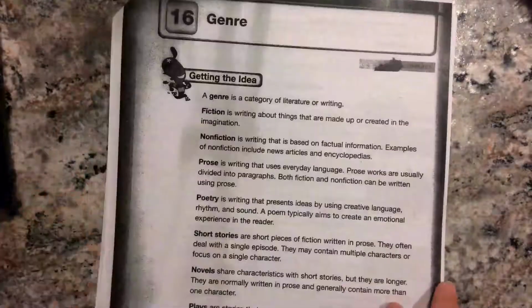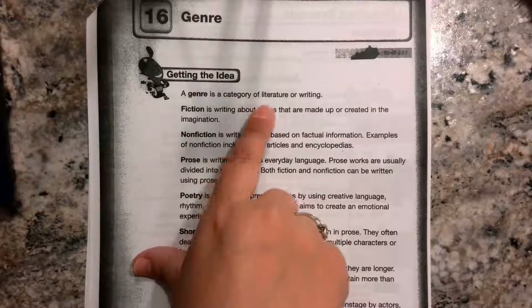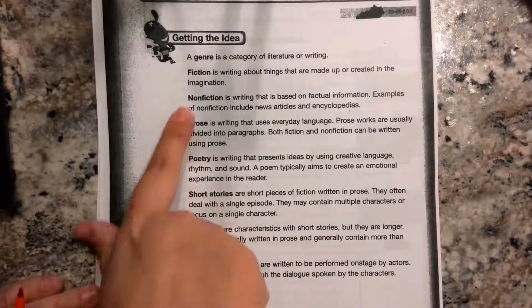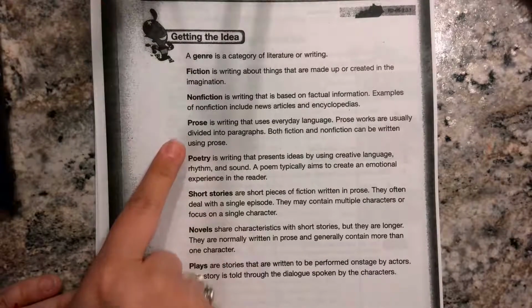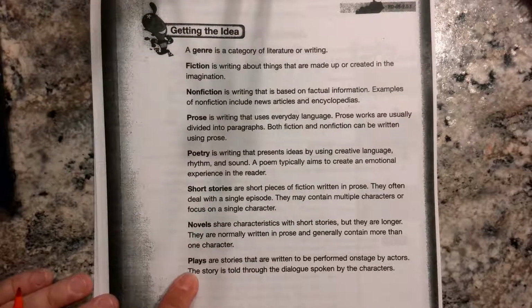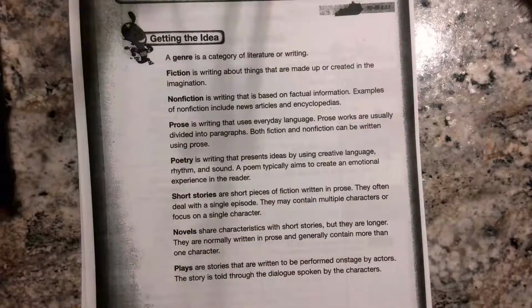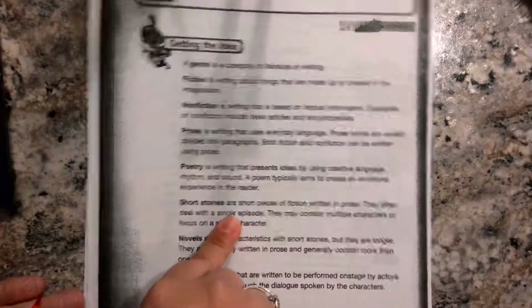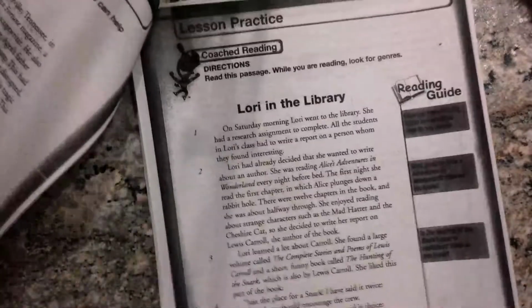Lesson 16 is all about genre. A genre is a category of literature or writing. So these are types of writing. It lists a bunch of different types: fiction, nonfiction, prose, poetry, short stories, novels, and plays. And then it gives you the meaning of each of those, what makes it different from the others. So I want you to read over that, and that's going to tell you everything that you're going to need to know to be able to answer the questions on the next pages.